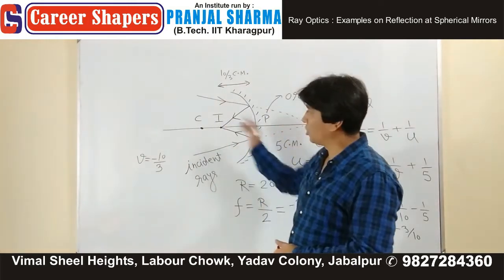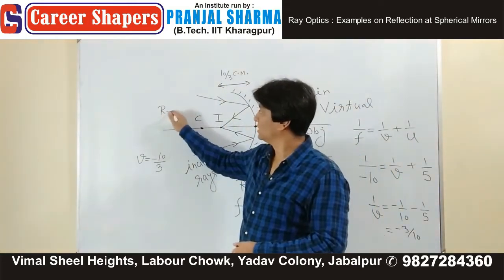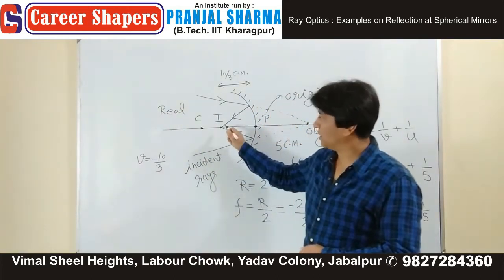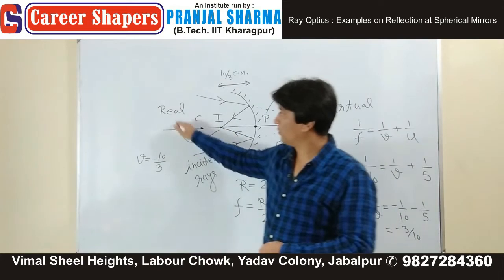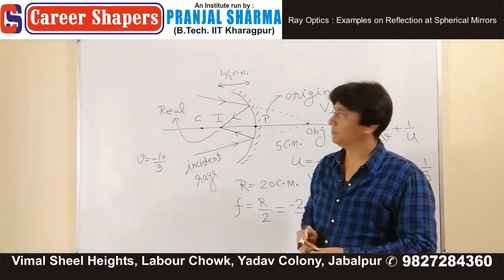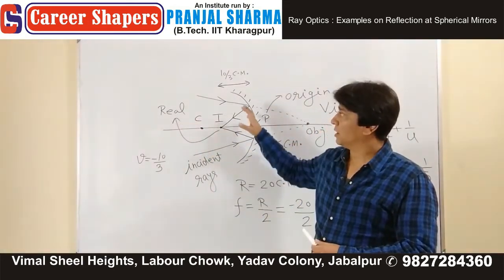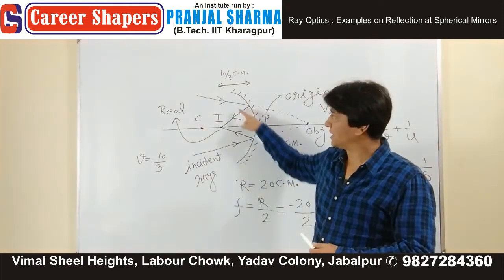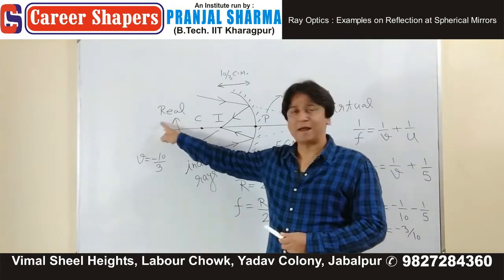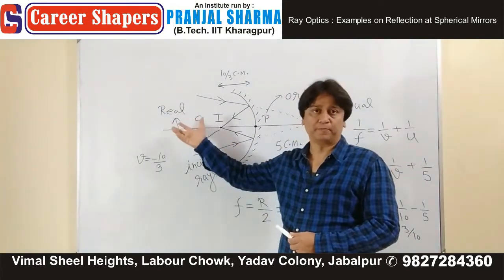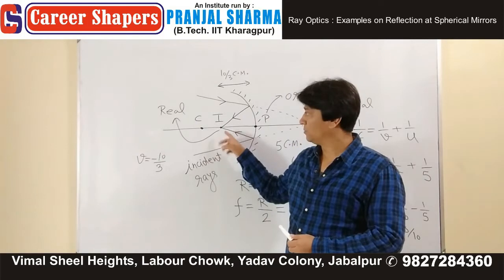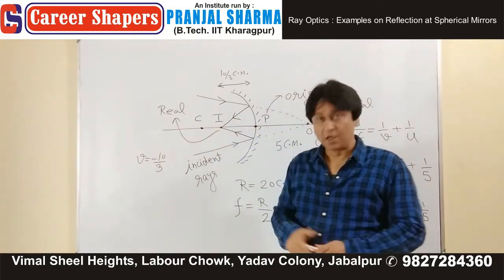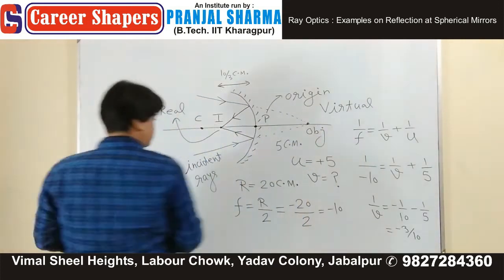Anything in front of a mirror is what? Real. So this image therefore is what? Real. In front of the mirror, light rays can exist, and therefore everything is what? Real. In this setup, it's the image which is in front of the mirror and therefore is what? Real. Now notice one more thing.